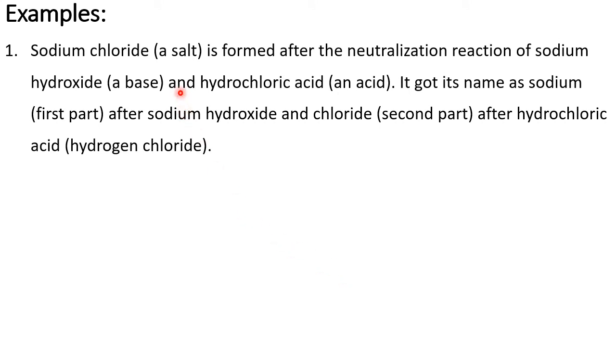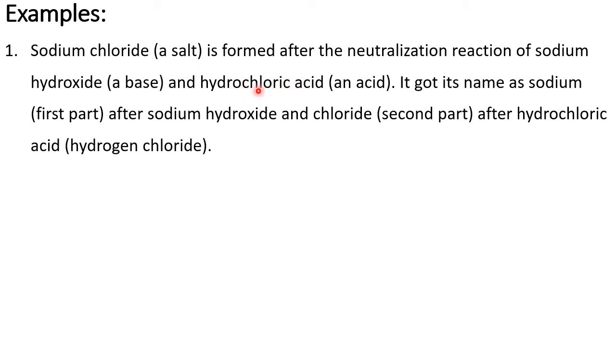Sodium chloride is formed after the neutralization reaction of sodium hydroxide and hydrochloric acid. So the cation is taken from the base, the anion is taken from the acid. So what is the formula for sodium hydroxide? NaOH. In NaOH, the positive part is Na+. So Na+ is taken from the base. Now the acid is hydrochloric acid. This is HCl. In HCl, the negative part is Cl minus.